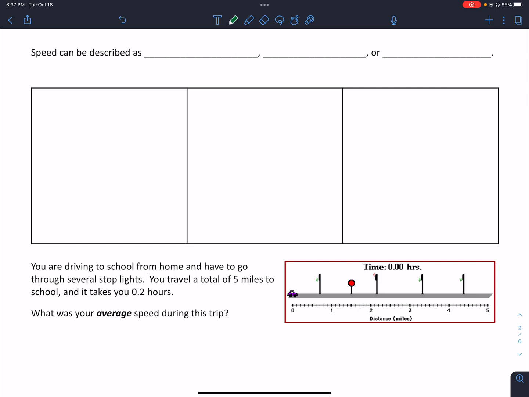All right, now let's talk a little bit more about speed. So speed can be described in 3 ways. It can be described as constant, it can be described as average, or it can be described as instantaneous. All right, so let's talk a little bit about what each of these mean.